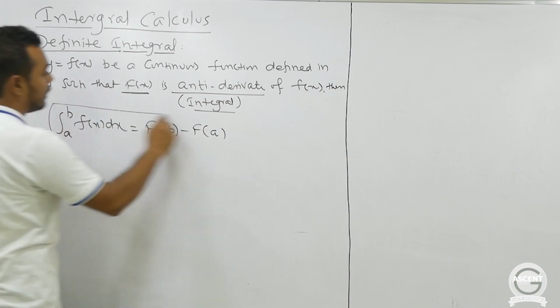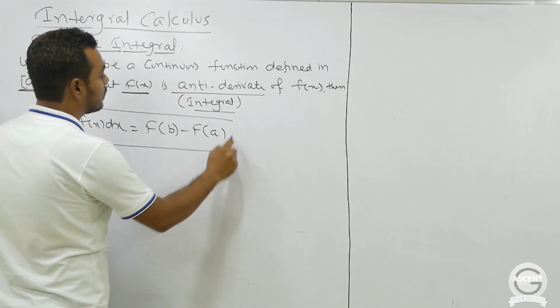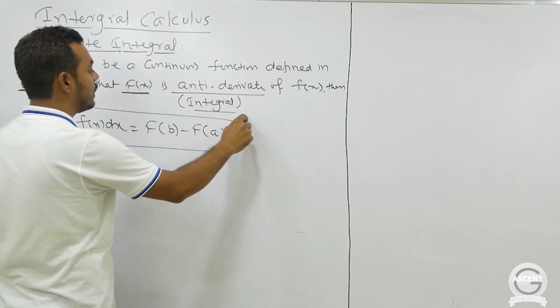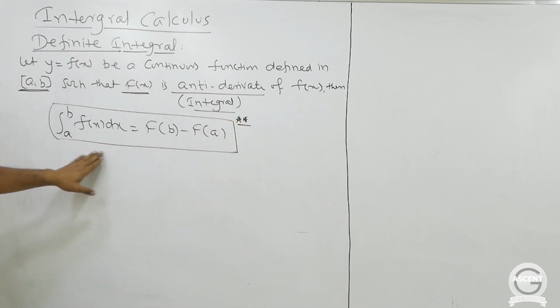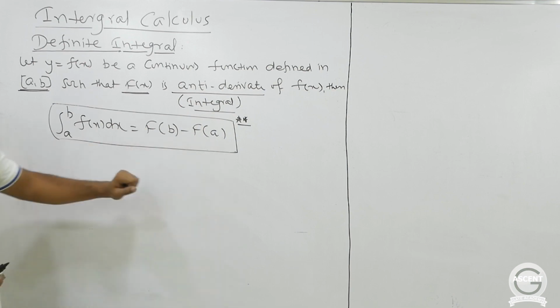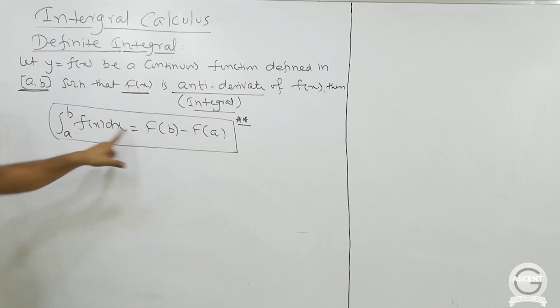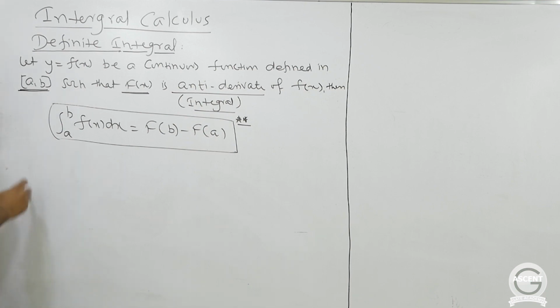This thing we know from class 12. So this is an important result in the case of definite integral. Integration from a to b of f(x) dx is capital F(b) minus capital F(a), where this capital F(x) is the integral of small f(x). So this is the formula for calculating definite integral. Now there are a total of 7 different properties of definite integral that we have to learn.